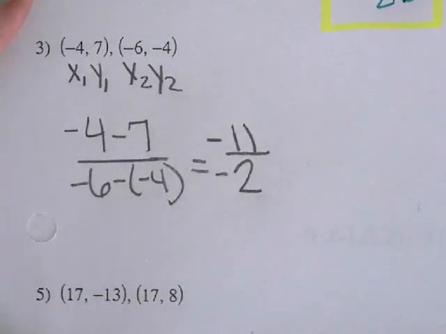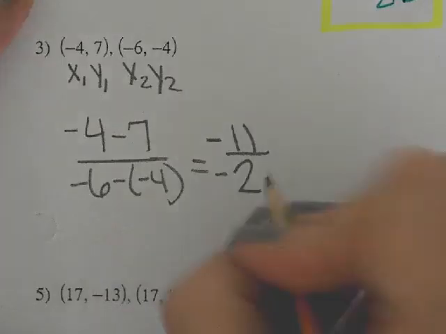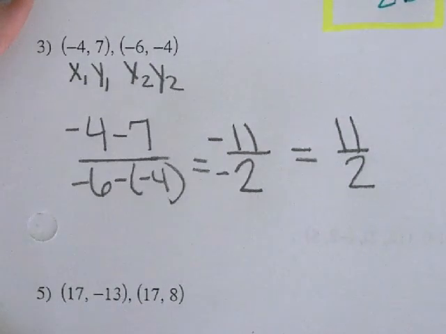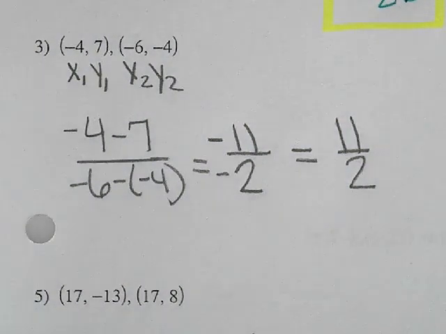We are not in simplest form because a negative divided by a negative is a positive. So in simplest form, this would be 11 over 2. So just remember, as you're working out these problems with 2 points, make sure you are labeling your coordinates, you're using your calculator to check your work, and you are simplifying your ratio.